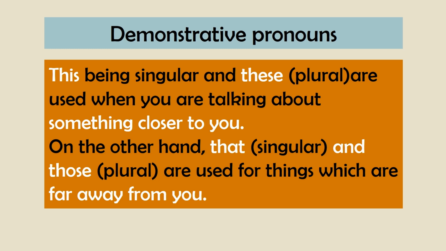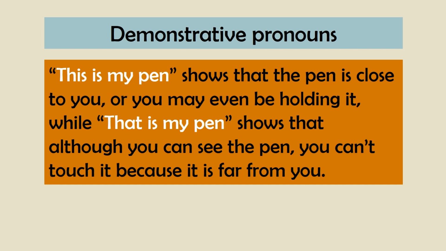This being singular and these being plural are used when you are talking about something closer to you. On the other hand, that, which is singular, and those, which is plural, are used for things which are far away from you. This is my pen shows that the pen is close to you, or you may even be holding it. While that is my pen shows that although you can see the pen, you can't touch it because it is far from you.